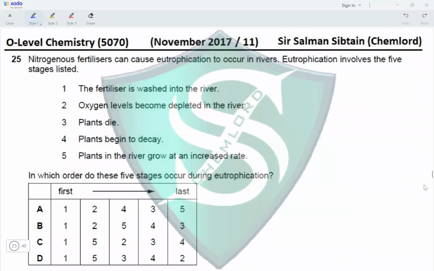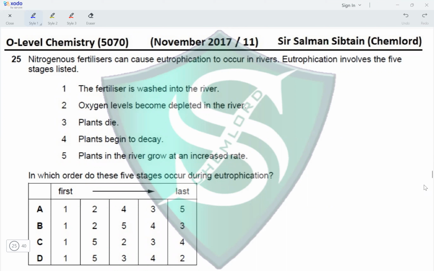Question 25. Nitrogenous fertilizers can cause eutrophication to occur in rivers. Eutrophication involves the 5 stages listed. The fertilizer is washed into the river, oxygen levels become depleted in the river, plants die, plants begin to decay, and plants in the river grow at an increased rate. Okay, so these points are all mixed.